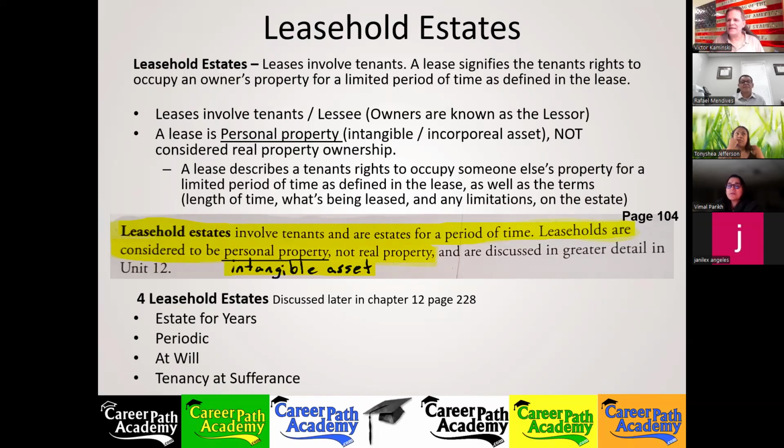The lessee is the one that gets the lease. The lessor is the one who gives the lease, and that's the owner of the property. You should not be renting out property if you don't own it. Whose property are you renting out? Why are you collecting the rent? You should not be renting out someone else's property. When you do, it's called subleasing.